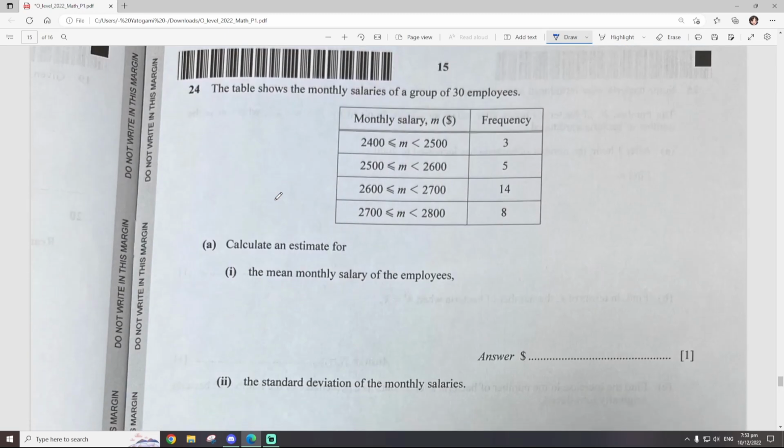The table shows the monthly salaries of a group of 30 employees. What is the mean monthly salary? Okay, this one you need to use your calculator. And I'll clear something up later on. So you just need to enter these frequencies into your calculator. You need to enter the amounts: 2450, 2550, 2650, 2750. You should know how to use the frequency table on your calculator. If you don't know how to do that, ask your friend, ask your teacher.